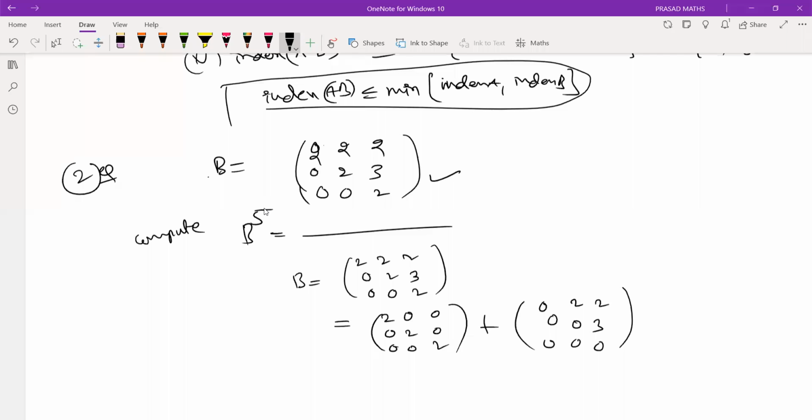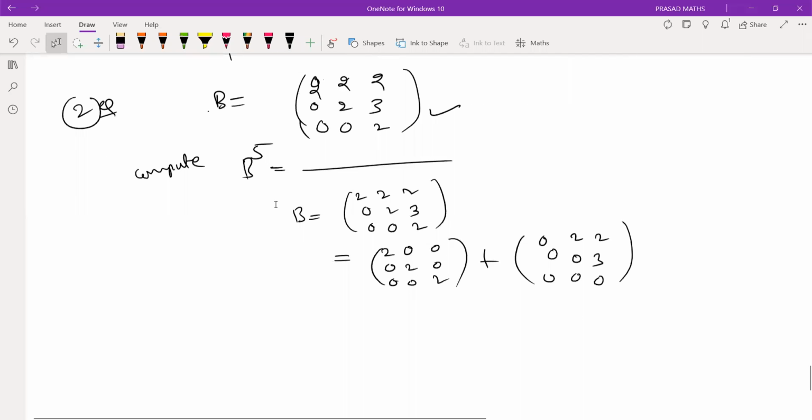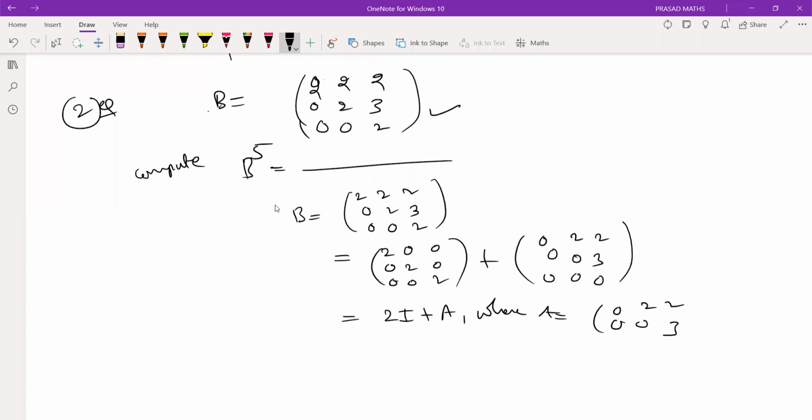Is it right? Anybody? This can be written as 2I plus A, where A is the matrix with rows 0, 2, 2; 0, 0, 3; 0, 0, 0. You know it is a nilpotent matrix because it is a strictly upper triangular matrix. It is a nilpotent matrix of index 3. Important: nilpotent matrix of index 3.